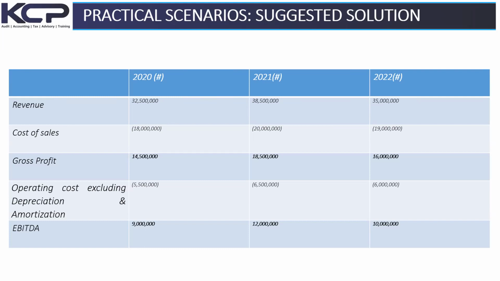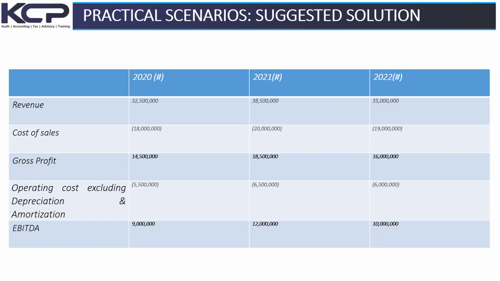So for this company, we are looking at the operation in Nigeria in 2020, in 2021, and in 2022. We have a revenue of 32.5 in the first year, 38.5 in the second year, and 35 million in the third year. The cost of sales, we have 18 million in the first year, 20 million in the second year, and 19 million in the third year. The gross profit, you have 14.5 in the first year, 18.5 in the second year, and 16 in the third year. Operating costs, including depreciation and amortization, are 5.5 in the first year, 6.5 in the second year, and 6 million in the third year.